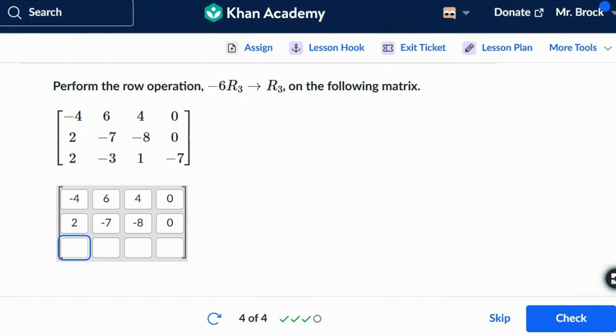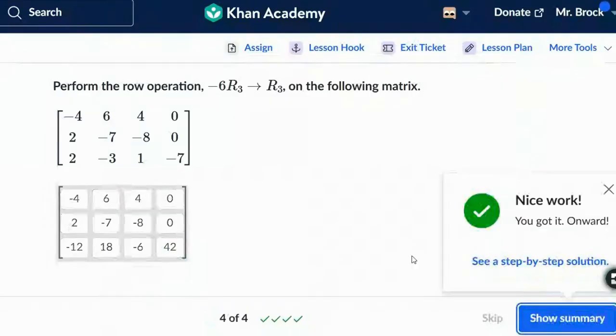Okay, nothing different for the first two. But the third row is just multiplied by negative 6. Just take every number times negative 6. So 2 times negative 6. Negative 3 times a negative, that's a negative times a negative, so we're positive this time. 1 times negative 6. And negative 7 times negative 6. Perfect. All right.